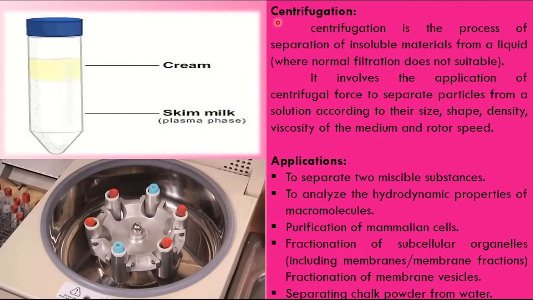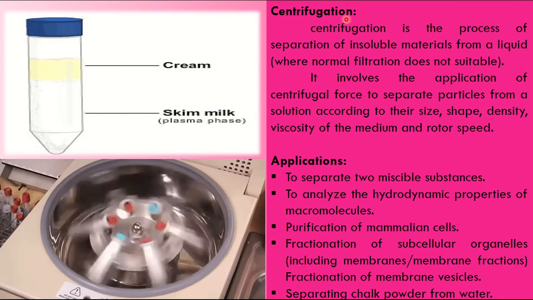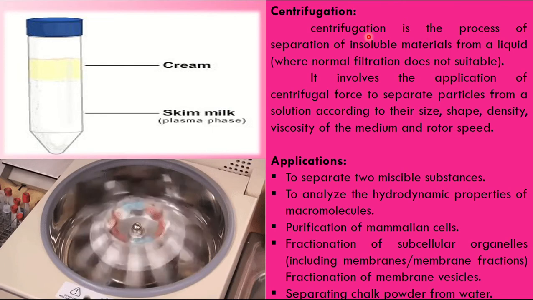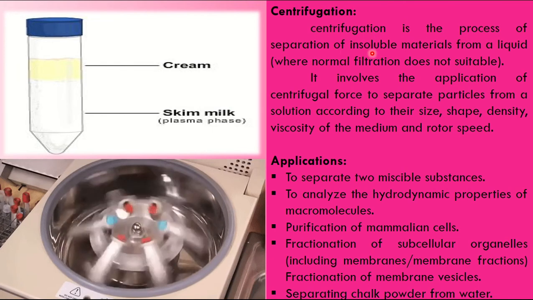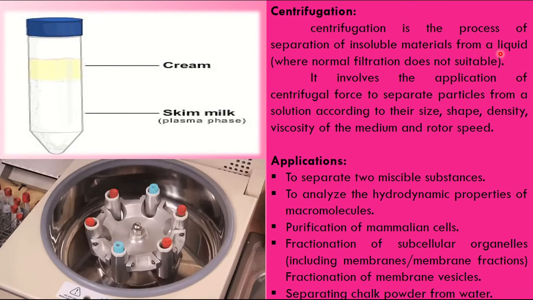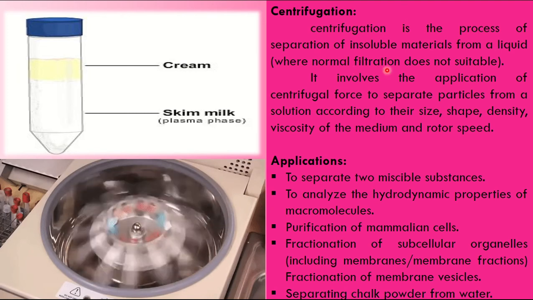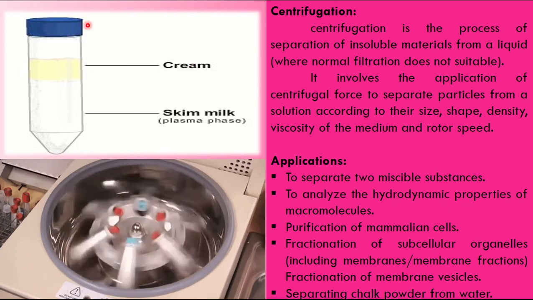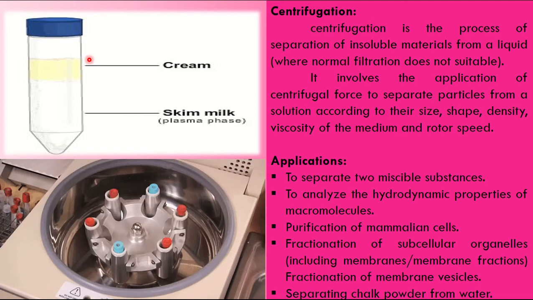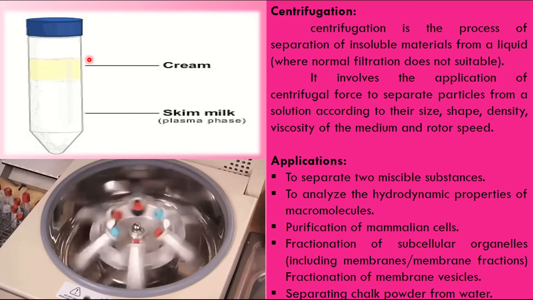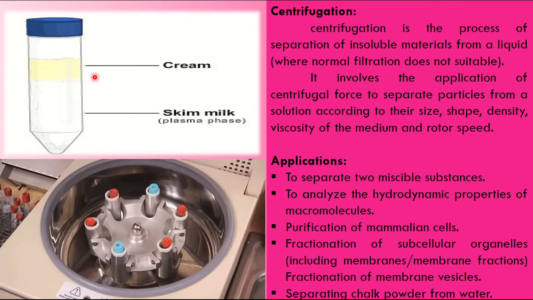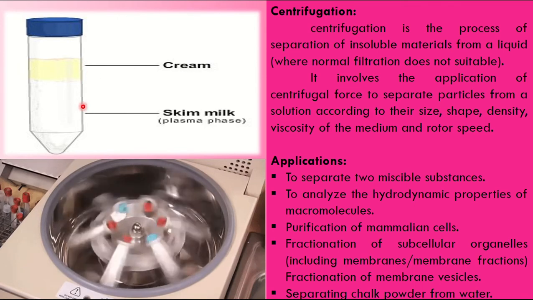Next method of separation is the centrifugation process. Here we apply centrifugal force for the separation of the particles. It is most commonly used for the separation of insoluble materials from a liquid, where we cannot use the common filtration process. For example, if we subject milk to the centrifugation process, after the centrifugation we can clearly observe the separation of cream from the milk like this.